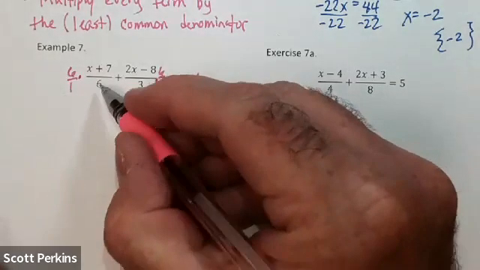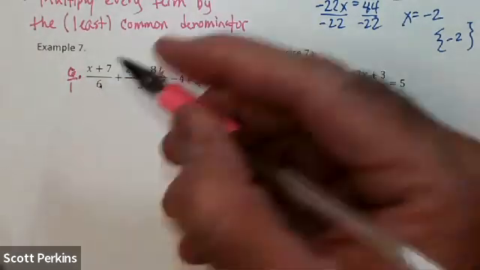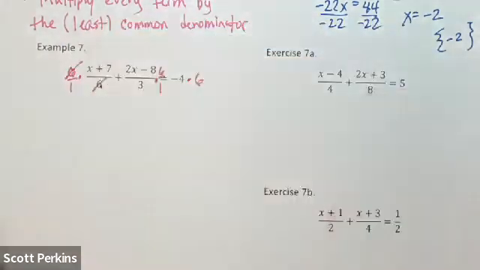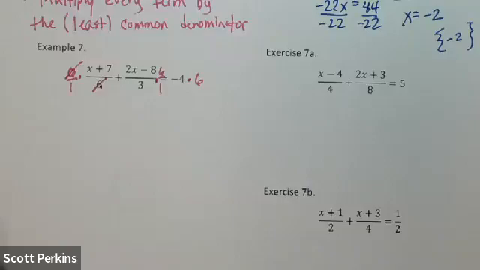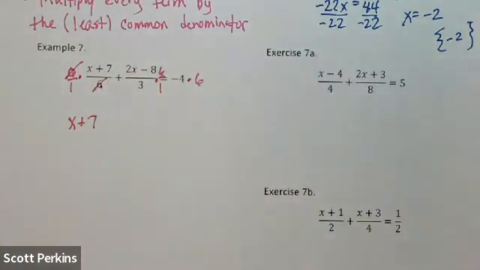So here, what happens between these 6s? What's 6 divided by 6? They cancel. And what's left when I cancel those two 6s? x plus 7. No more fraction. Yeehaw. Good. I didn't want it around anymore.